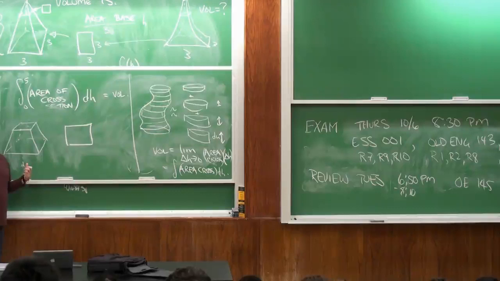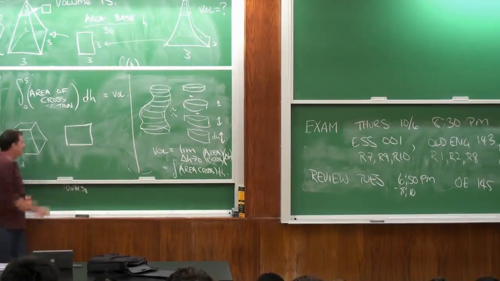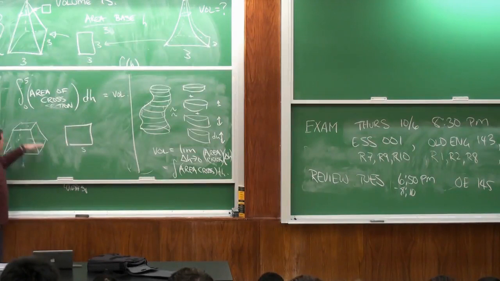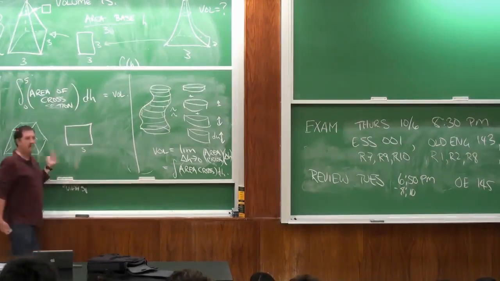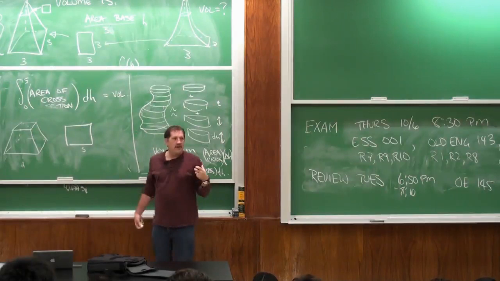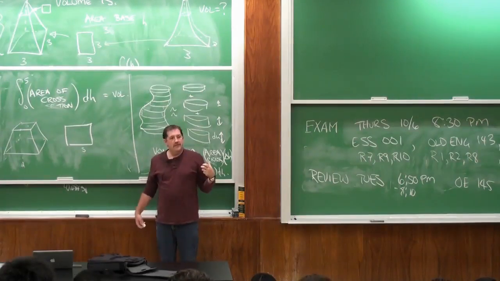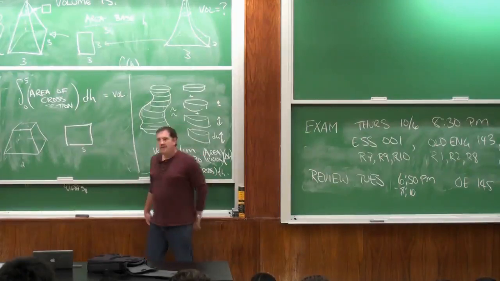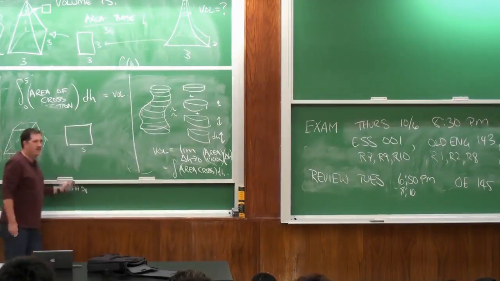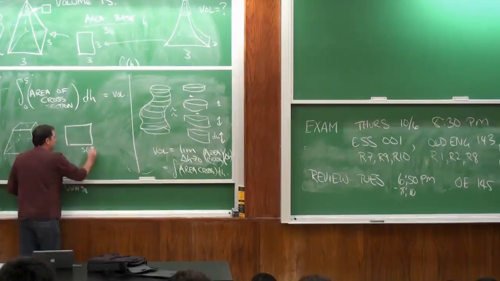Well, it's a square. The side. I need to know the side length. Okay, the side length depends on how high up I am. Right? The side length at the bottom is 3. The side length at the top is 0. What's the side length halfway up? Probably 1.5. What's the side length 4/5 of the way up? Probably 4/5 of 3. How can we be sure? So the side length depends on the height.